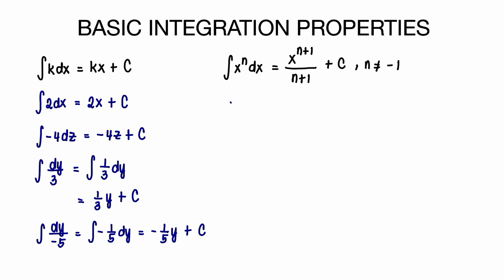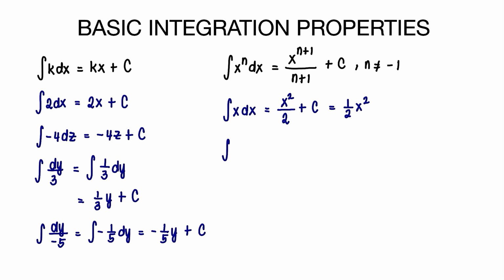For example, if we are to find the integral of x dx, the exponent of x here is 1. So we are simply going to add another 1 to the exponent, making that x squared. And then whatever the new exponent is, you copy that in the denominator, and then you add the arbitrary constant c. Always remember that you can also write it as 1/2 x squared.